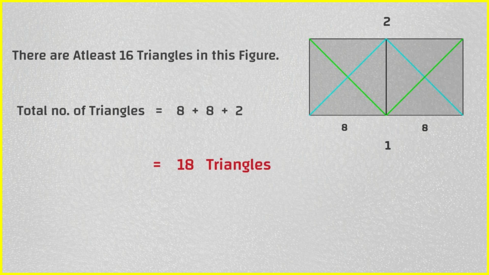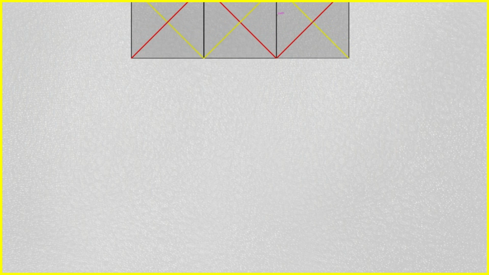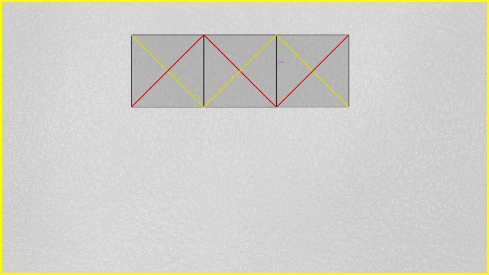Let's see one final question of this type to gain full mastery over this type of problems. In this figure, there are 3 squares connected adjacent to each other in a row. Now we know that in one single square with 2 diagonals, there are 8 triangles in total. So in this figure, there are a minimum of 24 triangles possible.